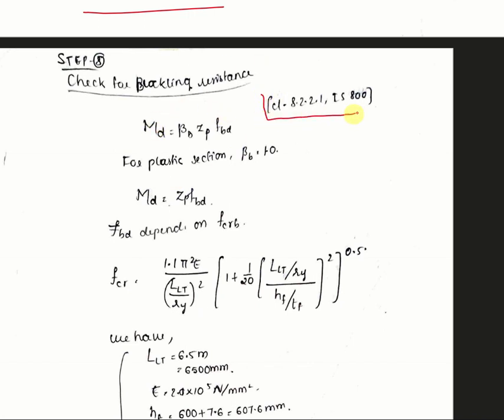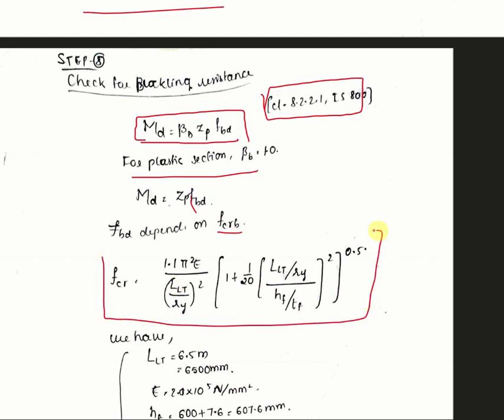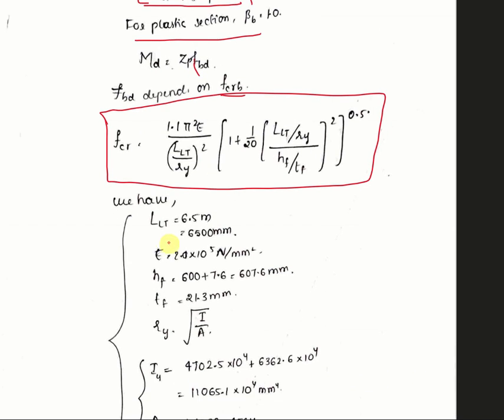This is clause 8.2.2.1 of IS 800. This is the case: Md is equal to beta b Zp fbd. For a plastic section, beta b is 1.0. In the same clause it is mentioned. The design moment Md would be Zp into fbd. So what does this fbd depend on? It depends on fcr b. This formula was also mentioned in the same page. All these parameters we have to write.